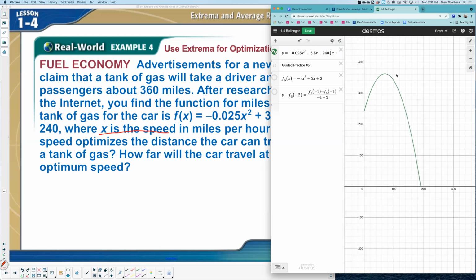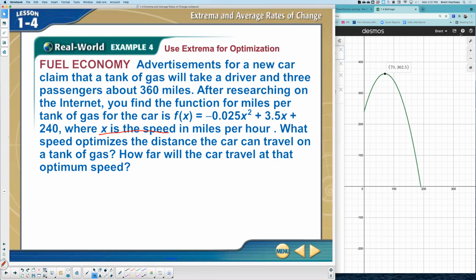So the optimized value, the optimum value, would be the extrema, that point right there. And so that would be my answer on this problem. It would be that point.